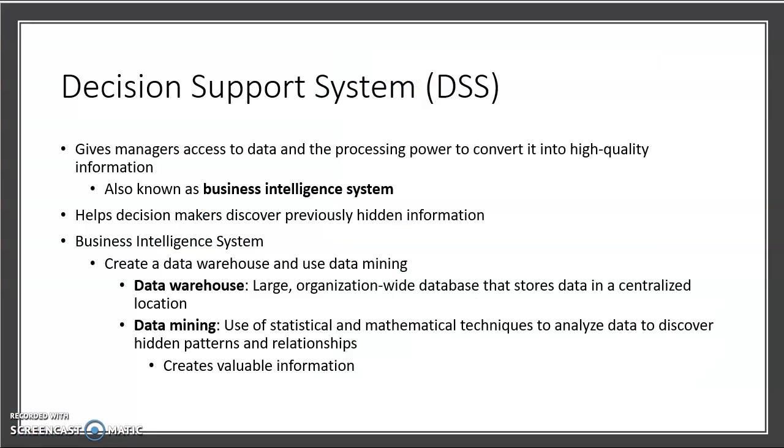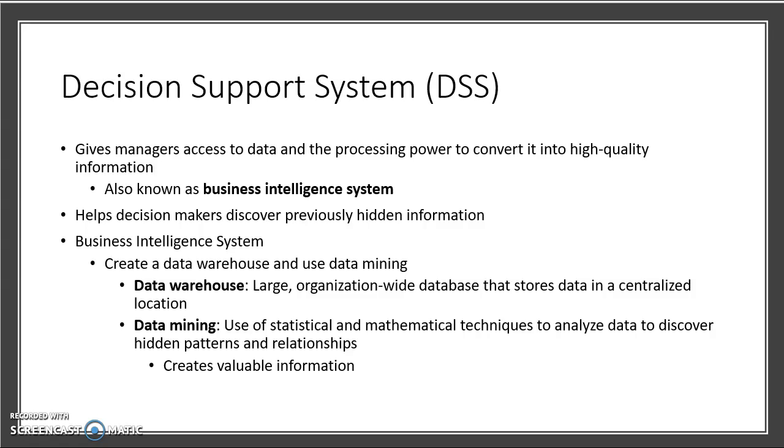So, and here we talk about that. A decision support system really gives managers access to data, and allows them to convert it to good information. Sometimes it's called a business intelligence system. And it really helps decision makers uncover hidden information.